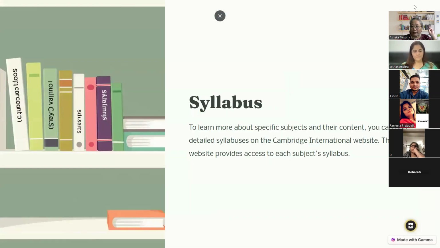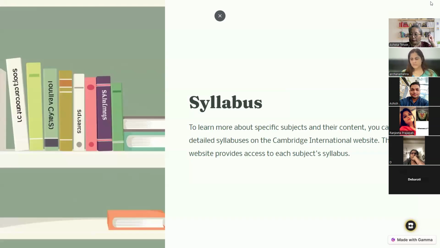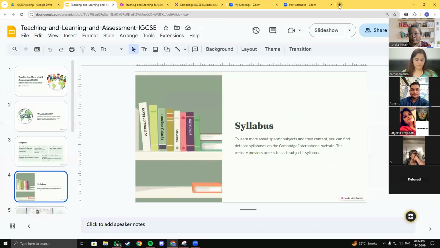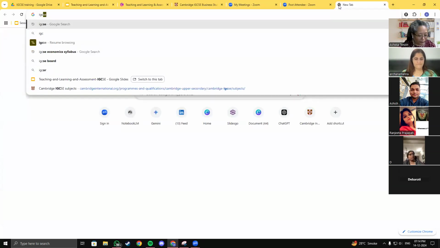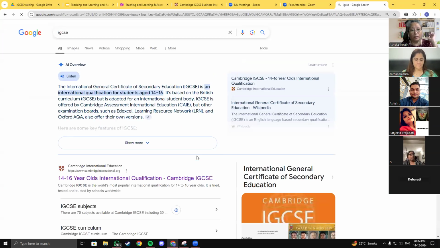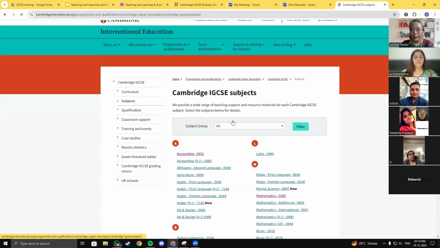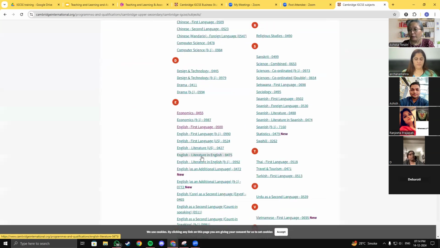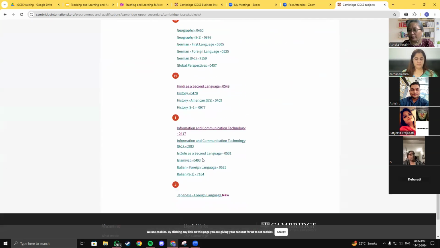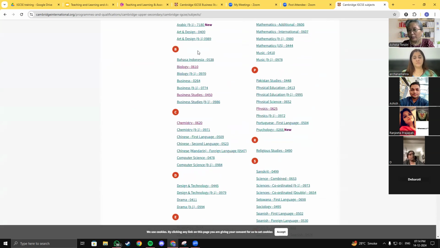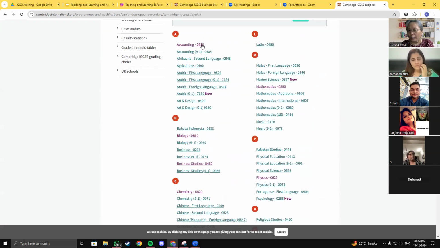Next is the syllabus. To know more about the syllabus, you can find it on the Cambridge International website. If you just Google IGCSE, and you come here, and you go to subjects, here you will see the range of subjects that are offered. More than 70 subjects are offered in the IGCSE. These all are subjects that are offered, and if you click on any of those subjects, you will get the syllabus of those subjects.